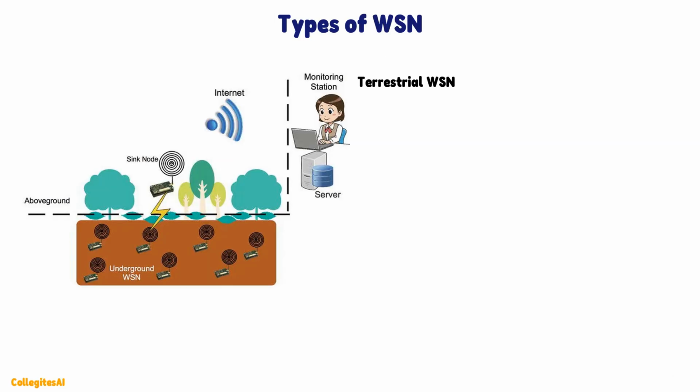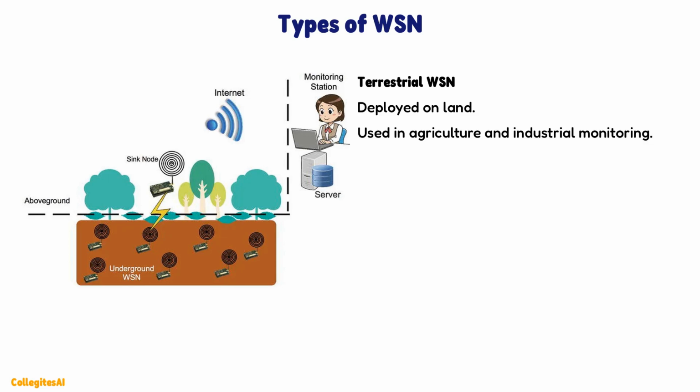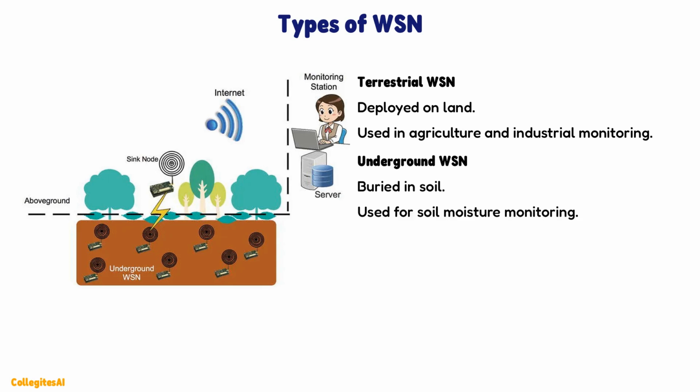WSNs come in various types, each tailored for specific applications. Terrestrial WSNs are deployed on land and are commonly used in agriculture and industrial monitoring. Underground WSNs, on the other hand, are buried in the soil and are ideal for monitoring soil moisture levels.